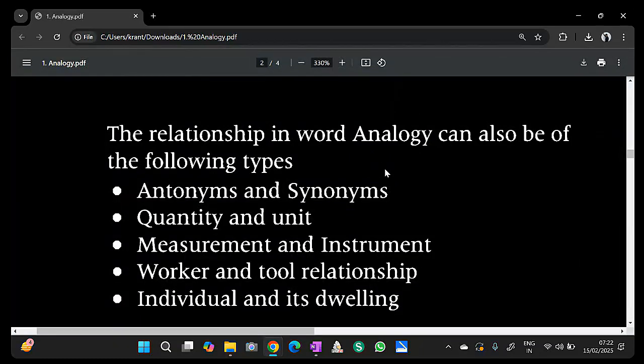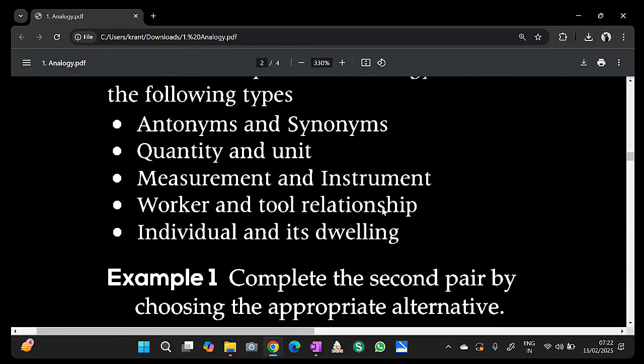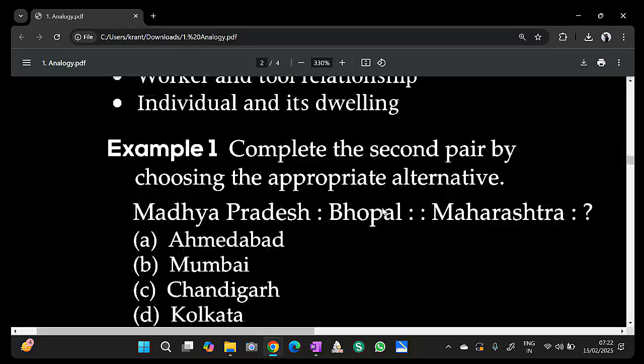Okay. So now we are going to continue antonyms and synonyms, quantity and unit. Like this, these are only a few examples. They may ask anything in analogy. So you must remember almost everything, whichever types are possible. So this is a very good example of your general knowledge also. Complete the second pair by choosing the appropriate alternative. Madhya Pradesh is to Bhopal, as Maharashtra is to question mark.